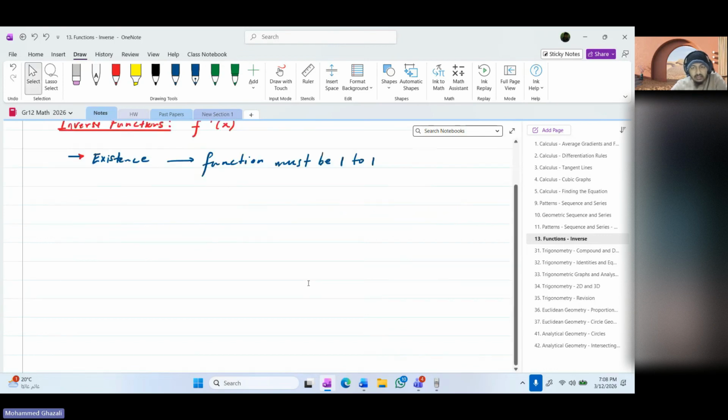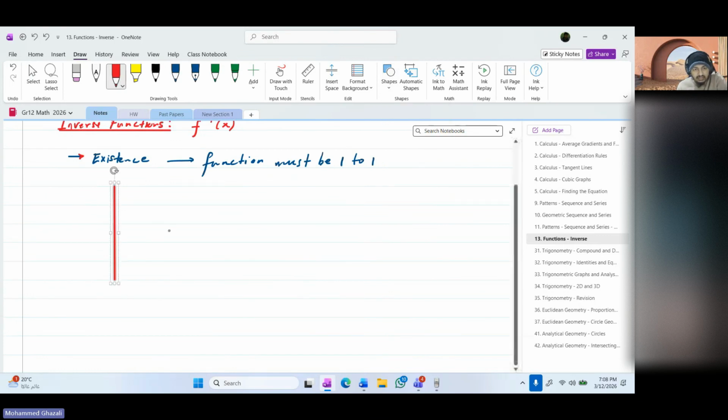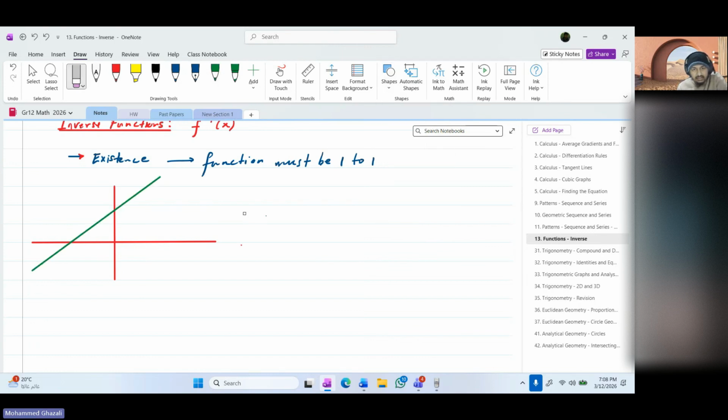So what's a one-to-one function? All functions that are increasing or decreasing are one-to-one. So if you have a straight line function, every point on the straight line is unique. For example, if I take any point here or any point here, these are called one-to-one functions because every point is unique on the straight line. Every x value results in a different y value. So x and y are basically one-to-one. A straight line can be increasing or decreasing.